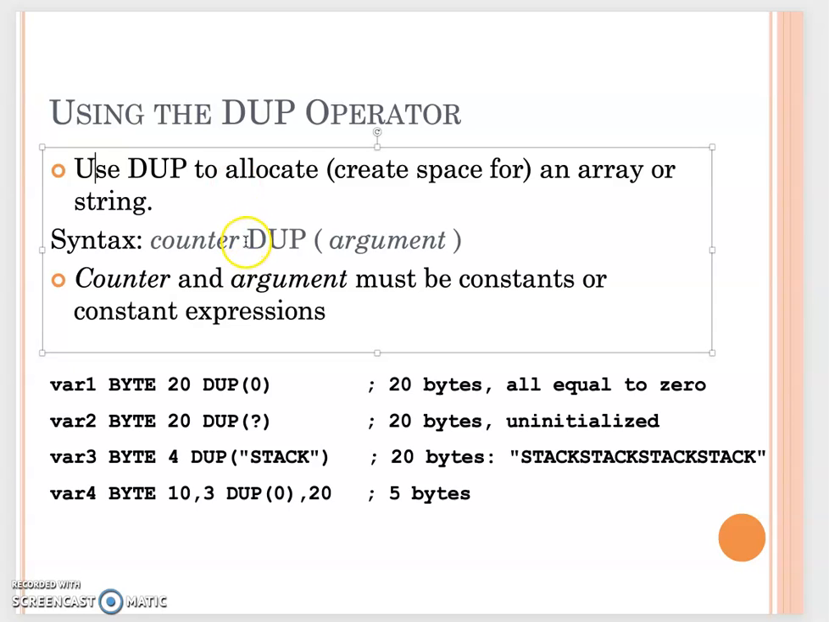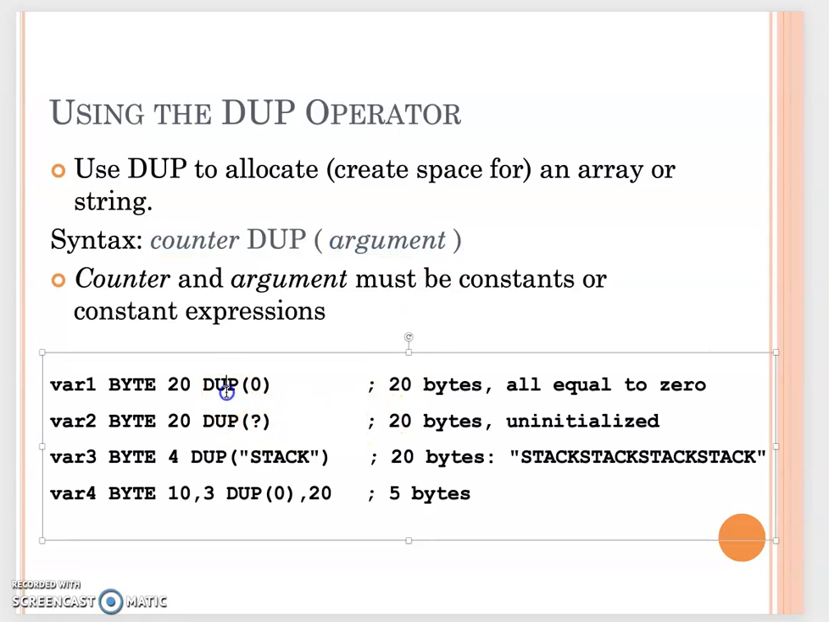The syntax for DUP is like here. You have your DUP operator. Before that is a number, which we call the counter. That means how many times you want to duplicate. The value you want to duplicate is in the parentheses after the DUP. The argument here means the value you want to duplicate. So that's your counter and argument. They need to be a constant value or a constant expression, so we know how many times to duplicate and what value to duplicate.